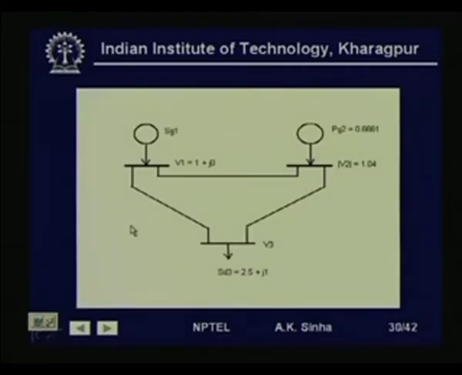Now, if we see this system, this is a 3 bus system. Bus 1 is a slack bus where the voltage is specified as 1 angle 0, that is, 1 plus j 0. Bus 2 is a PV bus where the real power injection is given as 0.6661 per unit, and the voltage magnitude at this bus is given as 1.04 per unit. Bus 3 is a PQ bus where the load value is given as 2.5 plus j 1.